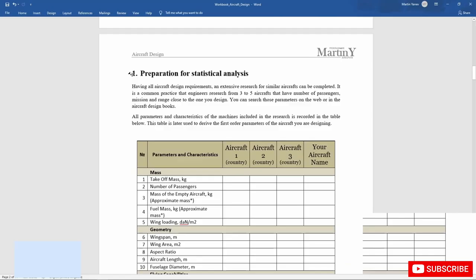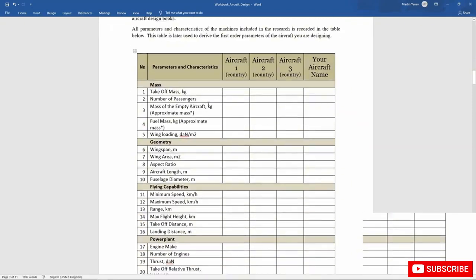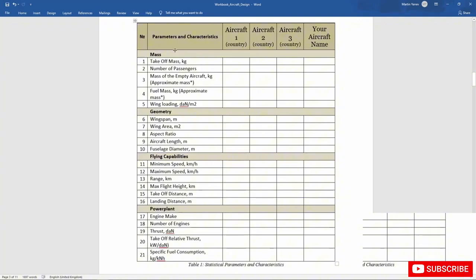So here we are in our workbook, and as you can see, this is our first section. And basically the text that you can see here is quite similar to the one from the slide. So we need to start to work on the 3 aircrafts that we're going to use for our statistical analysis. And these are the parameters you need to cover. You need to cover parameters related to mass, geometry, flying capabilities, and power plant. Power plant, these are basically the engines and how they are developed. You also need to record the name of the aircraft for future reference and the country where it was built.